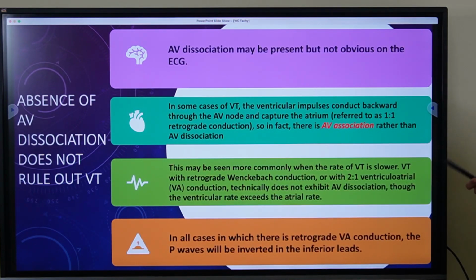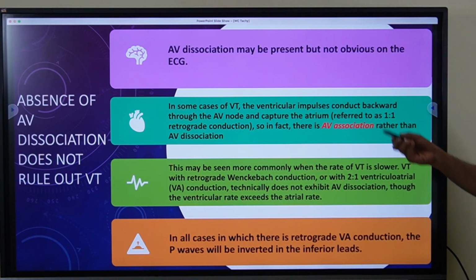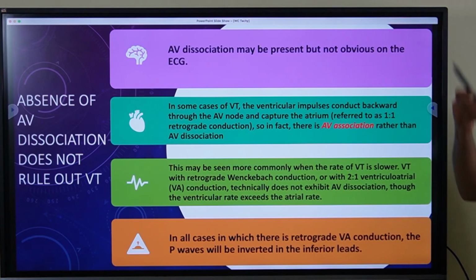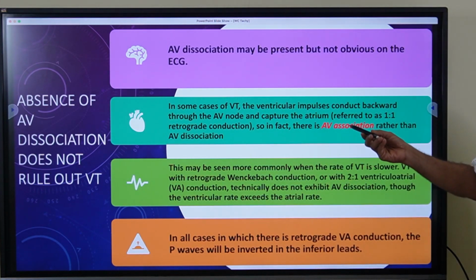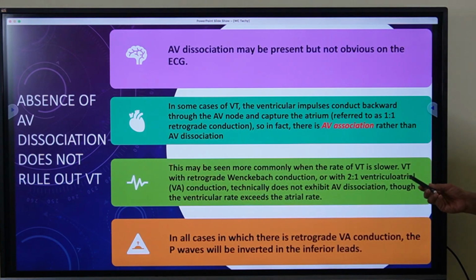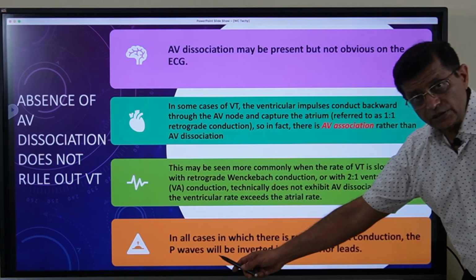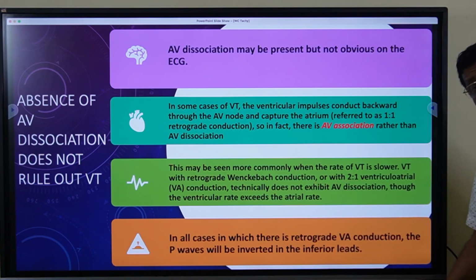We'll see the examples. In some cases of VT, the ventricular impulses conduct backwards through the AV node and capture the atrium. So there is sometimes VA conduction, referred to as 1:1 or 2:1 retrograde conduction. So in fact that is AV association, not dissociation. This may be seen more commonly when the rate of ventricular tachycardia is slower. VT with retrograde ventricular atrial conduction or 2:1 VA conduction technically does not exhibit AV dissociation, right? In all cases where there is VA conduction, you will see inverted or retrograde P waves.